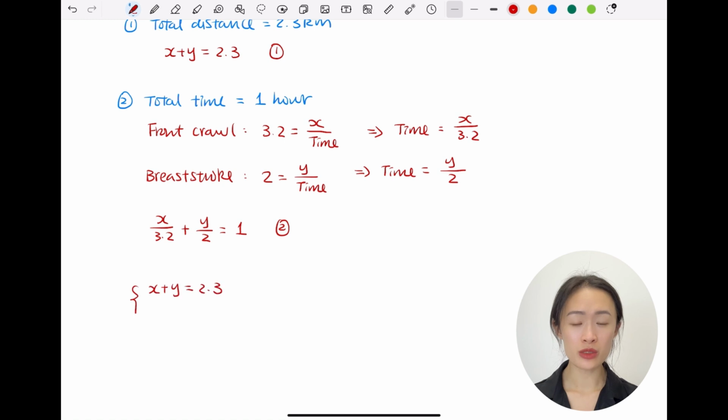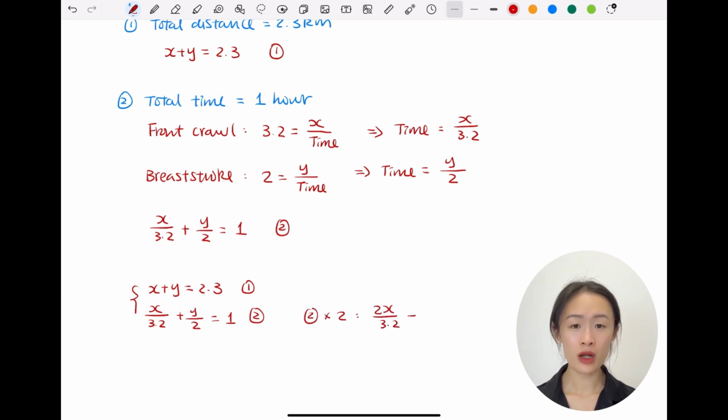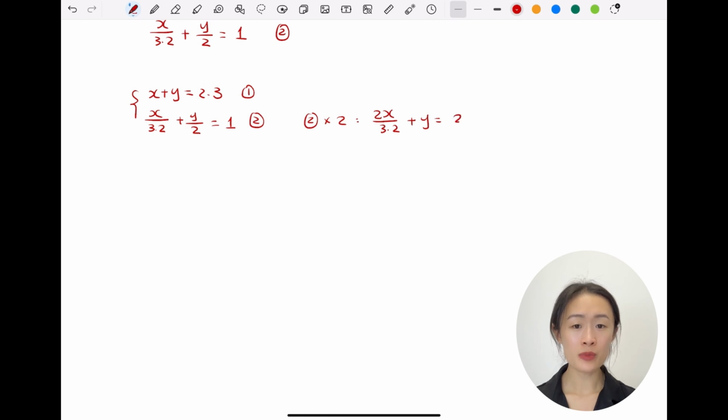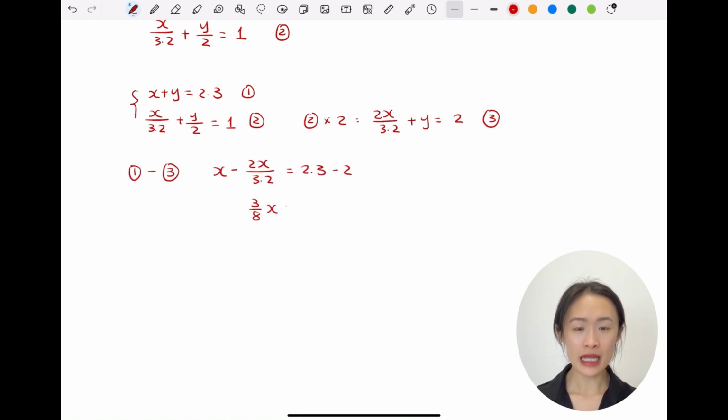Now we have two equations. With this one, you probably want to make y the subject or x the subject in the first equation and then substitute into the second equation. Now in this case, I'm going to multiply the second equation by 2, and that will give me 2x over 3.2 plus y equals 2. And I'm going to call that equation 3. Because I have y and y in the first and second equation, I'm going to subtract 3 from 1. And then that will give me 3 over 8x equals 0.3. By solving the equation, x is 4 over 5.